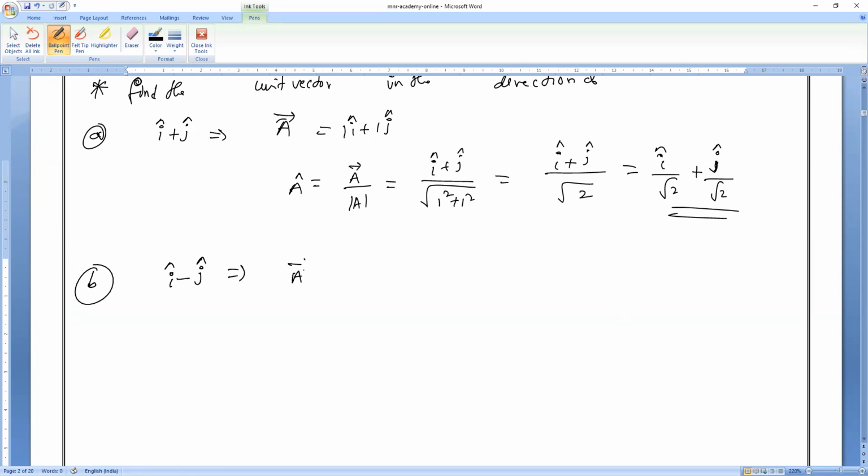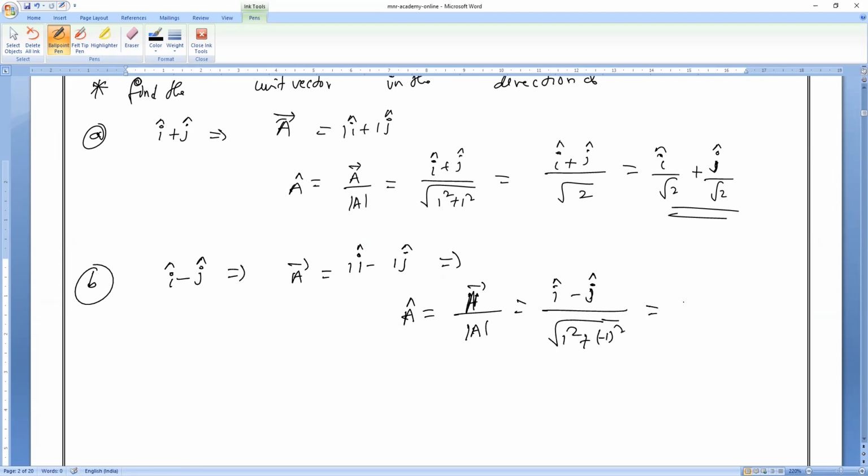Again, here also the given vector is 1 I cap minus 1 J cap. So again, the same thing. Find the unit vector. Unit vector is equal to the given vector divided by the magnitude of A, which is I cap minus J cap divided by root of 1 square plus minus 1 square. Both are the same only. So I cap minus J cap divided by root 2. So what is the answer? I cap divided by root 2 minus J cap divided by root 2.